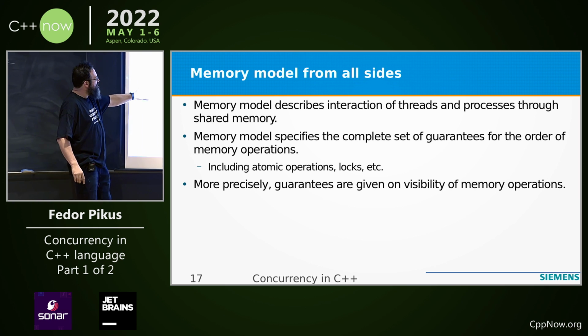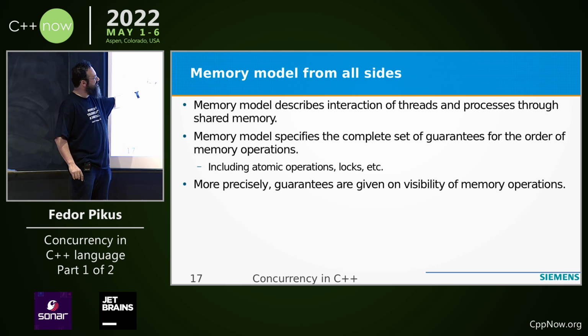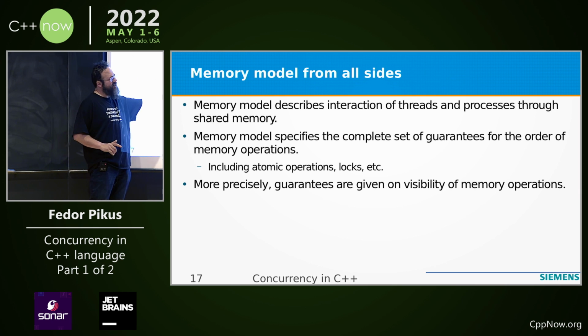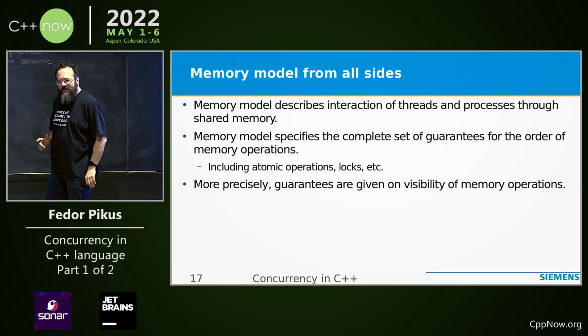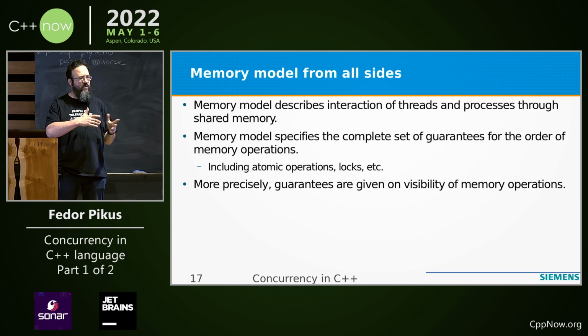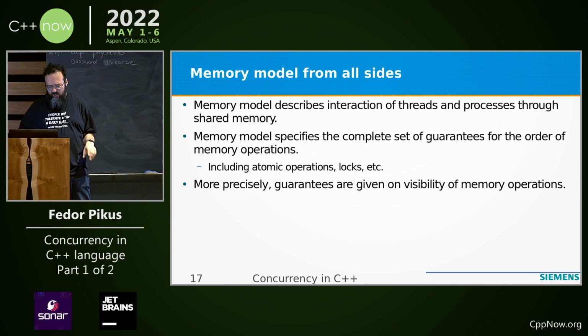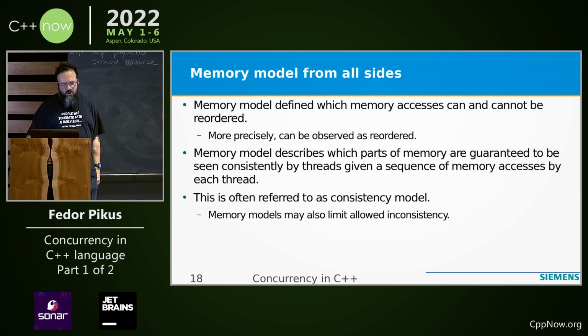A better way to speak about this ordering is not so much about which operations are reordered, but what guarantees you have on the visibility of memory operations. That's a more accurate way to talk about it. It's convenient to talk about it in terms of reordering reads and writes, because it's a simpler model. But the more precise one is talking about visibility. So instead of saying which memory operations can be reordered, let's say how the effects of these operations can be observed in different orders.